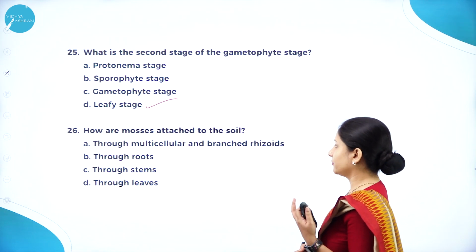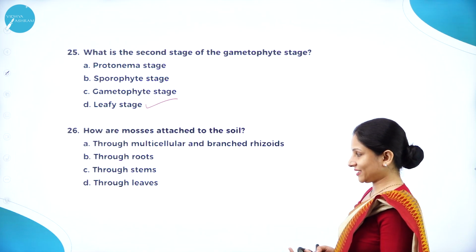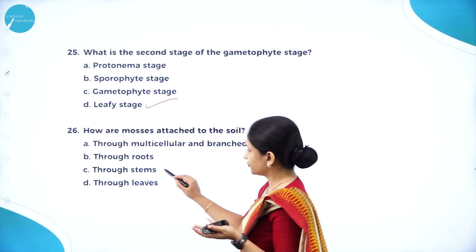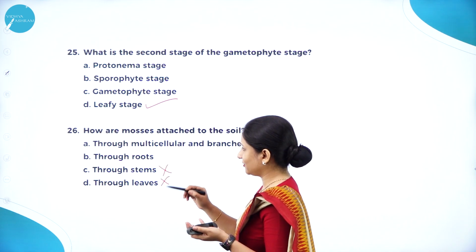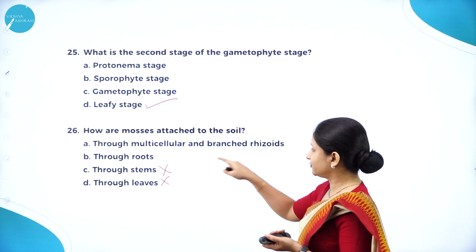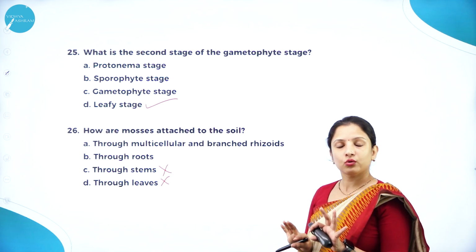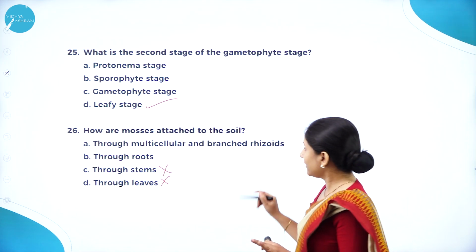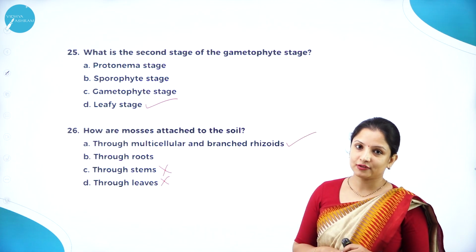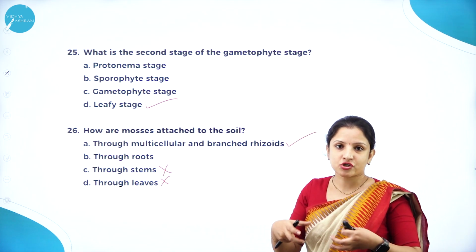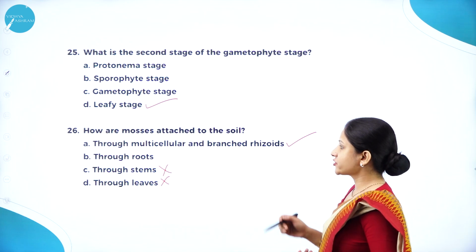Through multicellular and branched rhizoids, through roots, through stem, through leaves. Now, through stem and leaves, you can eliminate. The doubt here is roots or rhizoids. No, they don't have anything like roots. They have branched structures called rhizoids, which help them to firmly attach to the soil. So it is option A.